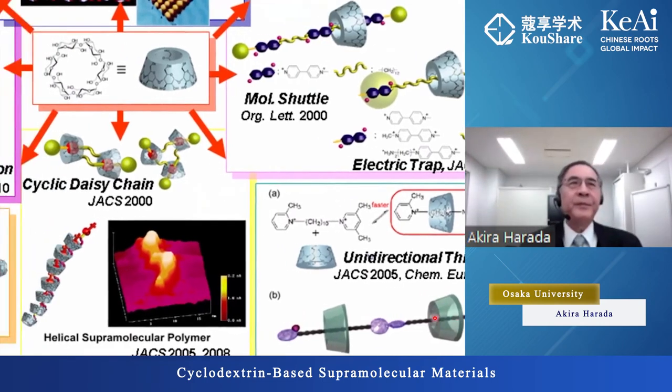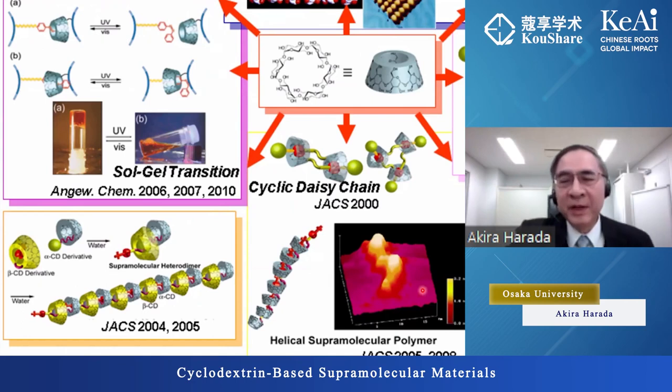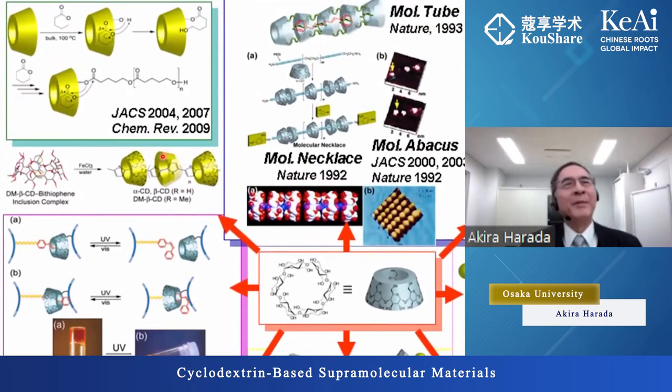When the guest spots are covalently attached to the cyclodextrin ring, they form supramolecular oligomers and polymers: linear ones, cyclic ones, and alternating polymers right here. Cyclodextrins are found to be polymerization catalysts. If I have some time, I'm going to talk about this.